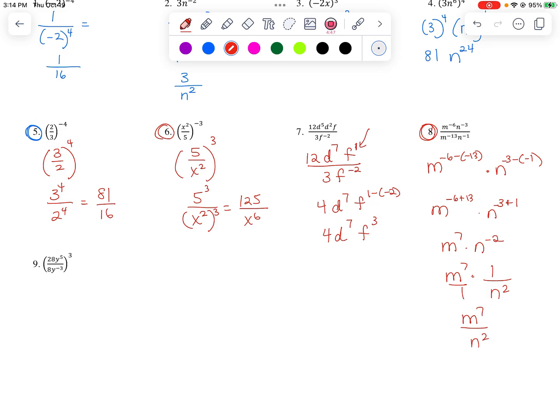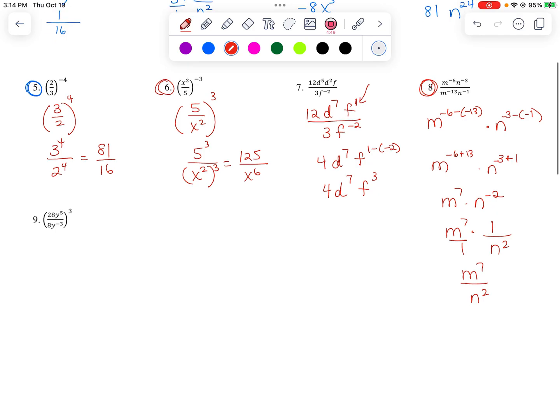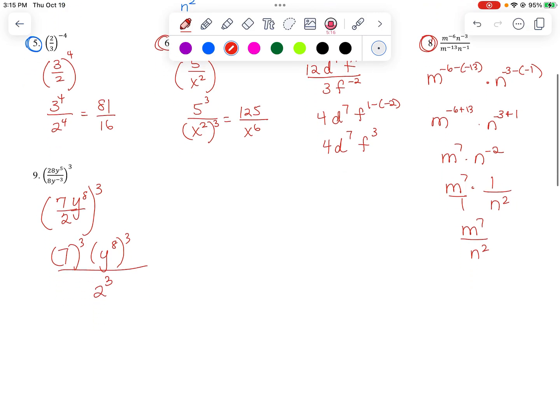All right, number 9. Again, there's more than one way to do these. I personally, if there's things that I can reduce, 28 and 8 have 4 in common. So I'm going to make that a 7 and a 2. And then if I subtract 5 minus a negative 3, that's y to the 8th. Then you're going to take 7 and cube it. You're going to take y to the 8th and cube it, and take 2 and cube it.